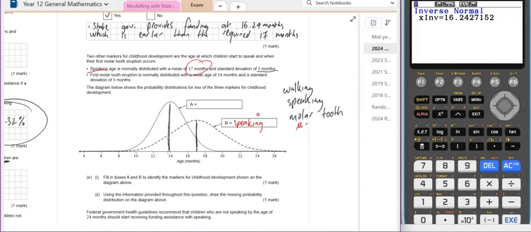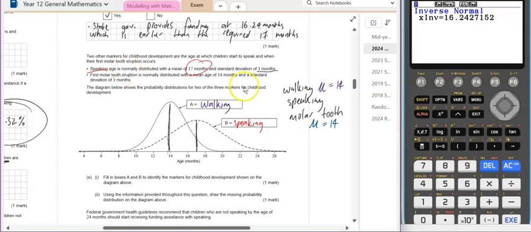molar teeth, in fact, let's use a different color. Molar teeth have a mean of 14 months, but so does walking. All right, so this curve A could either be walking or the molar tooth eruption. However, because this curve isn't as spread as the speaking curve, and the first molar tooth eruption has the same spread as the speaking curve, then A must actually relate to walking.